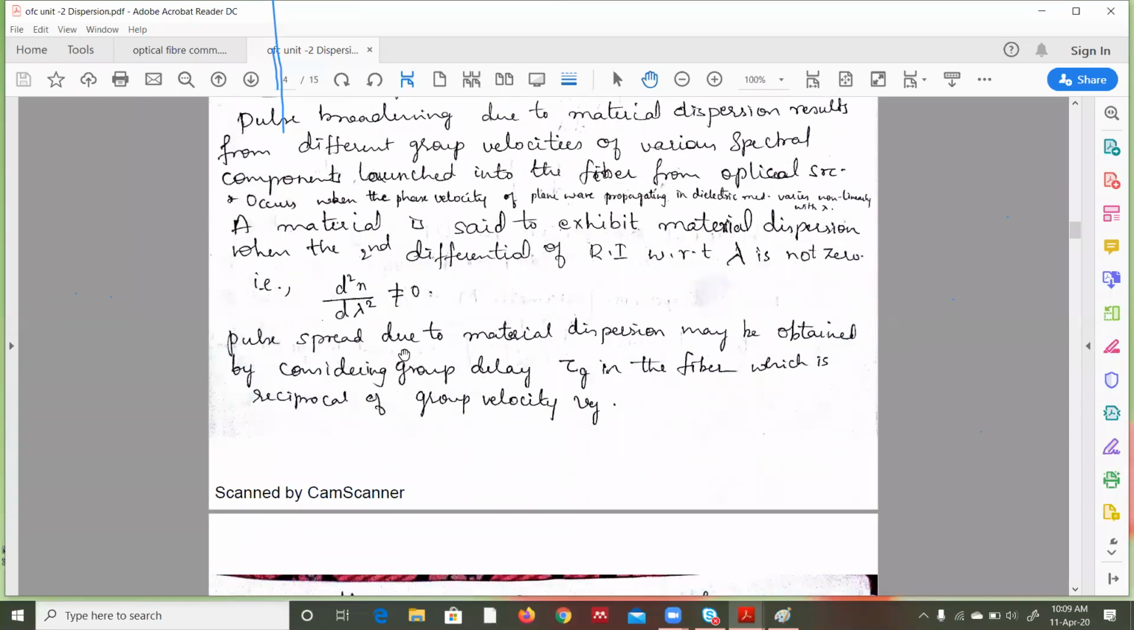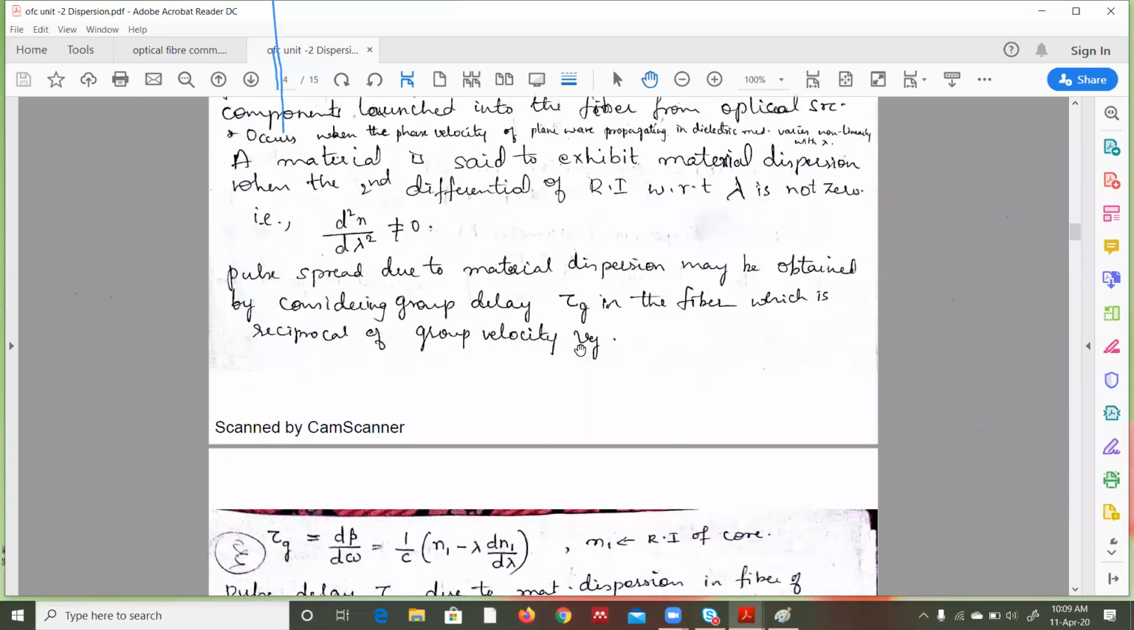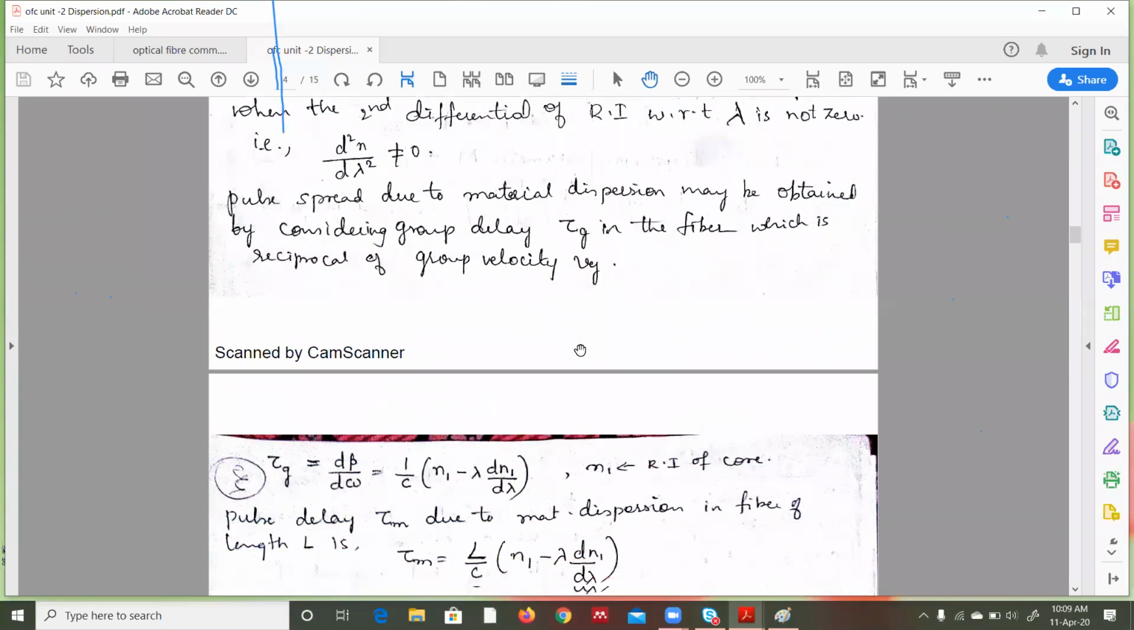The pulse spread or pulse broadening due to material dispersion may be obtained by considering the group delay. So we need to consider another parameter called tau g, which is the group delay in the fiber, which is the reciprocal of group velocity.